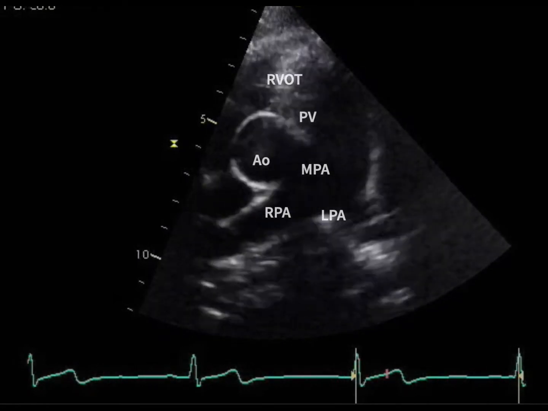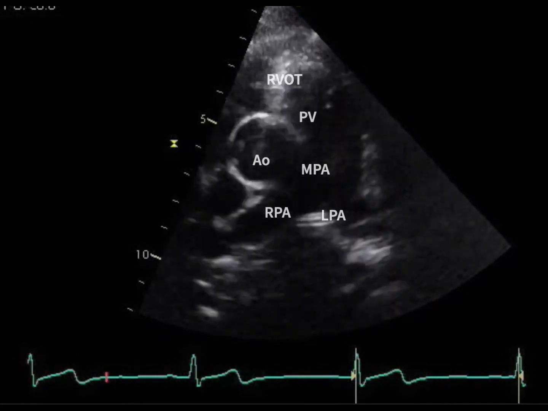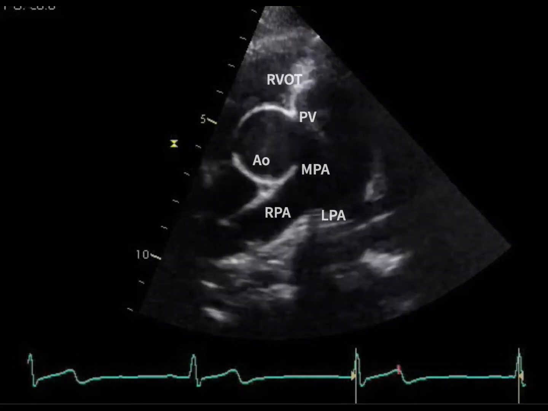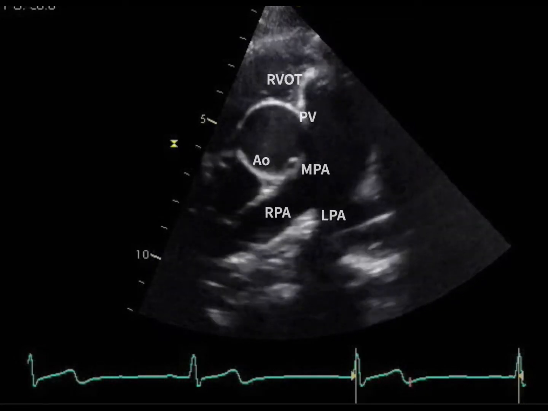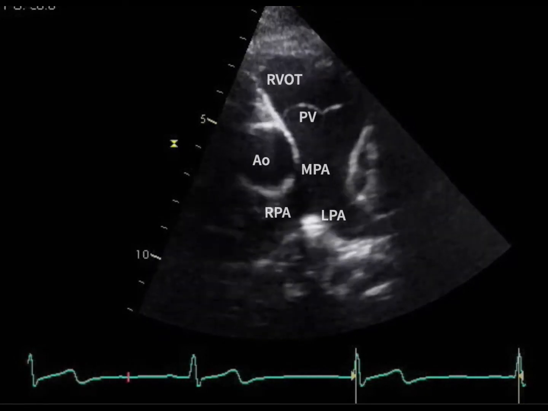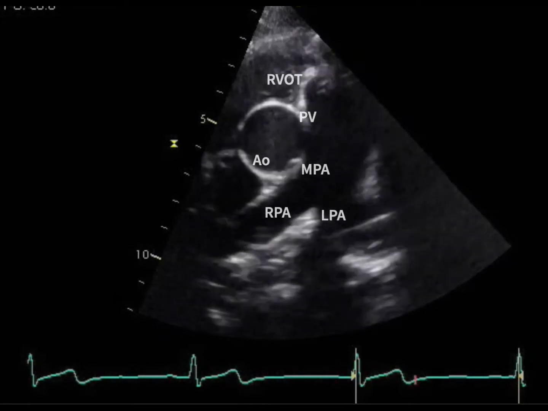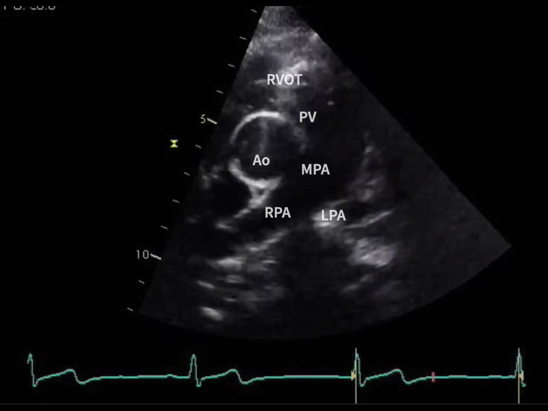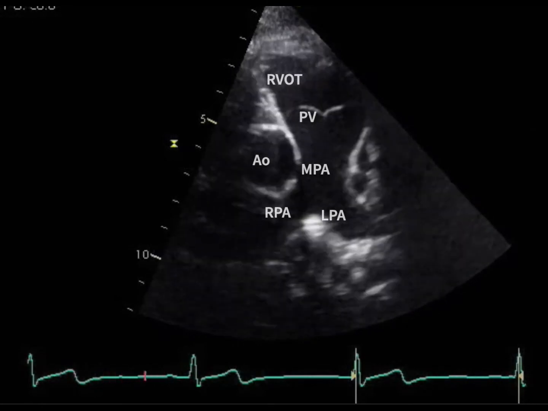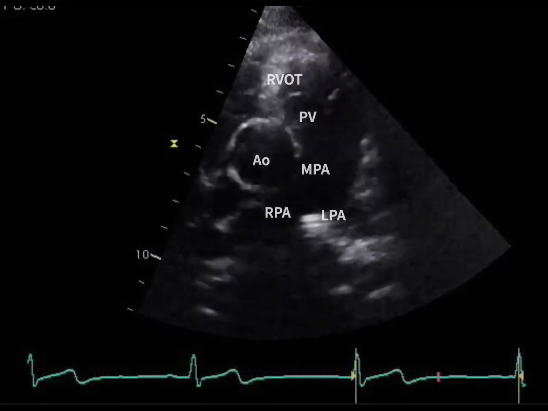This is the parasternal short axis branch PA view. It's also known as the PANTS view. It's obtained from the high parasternal short axis position, and it's used to profile the distal main pulmonary artery and branch pulmonary arteries. Now, this is a normal study, and you should be able to comment on the fact that the outflow tract appears normal, that the pulmonary valve leaflets are normal with good excursion. There's no evidence of stenosis or dilation.